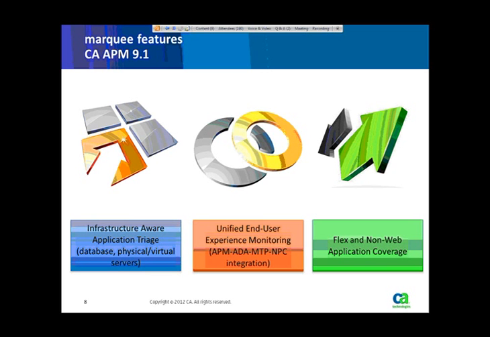The other marquee feature we added is flex and non-web application coverage. This is about recording and monitoring more complex transactions for newer application architectures. You can also monitor non-web-based applications using APM 9.1. We are going to cover these two blocks in the next session, but in this session we will just focus on infrastructure-aware application triage.